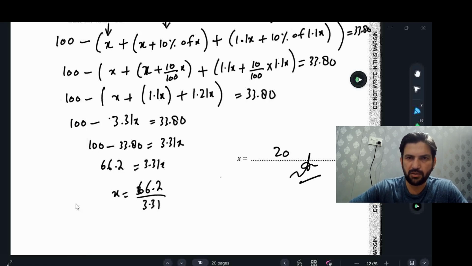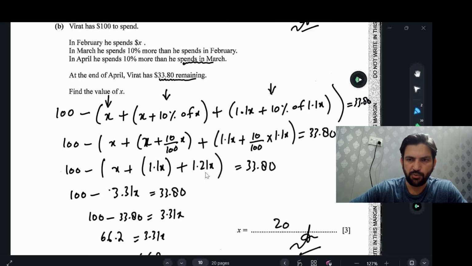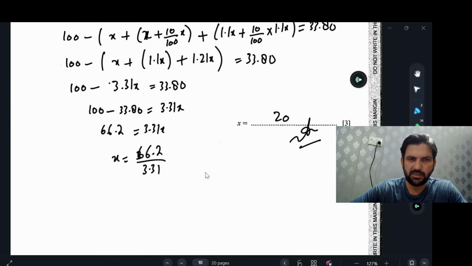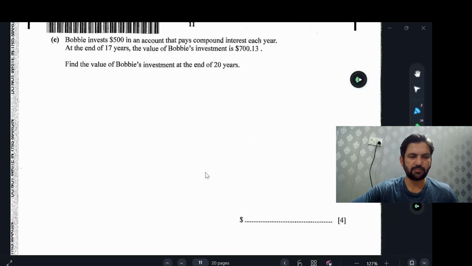I hope that the concept is clear. If you still have any question, you can ask it in the comment section. Let's move to the C part.